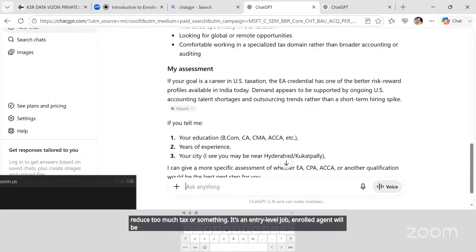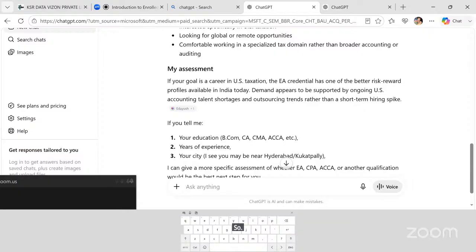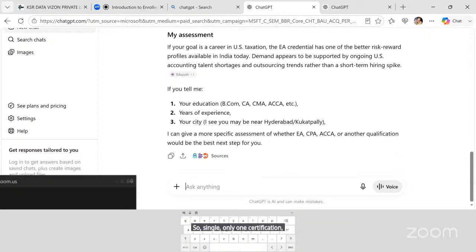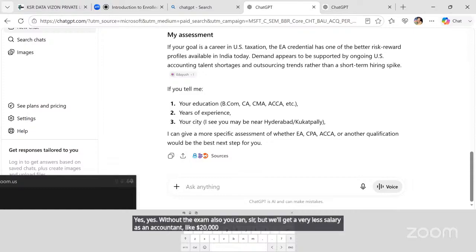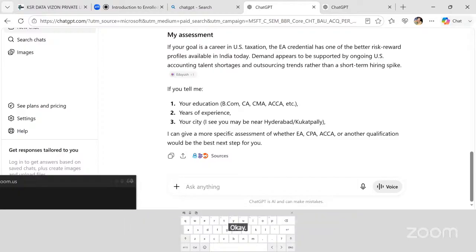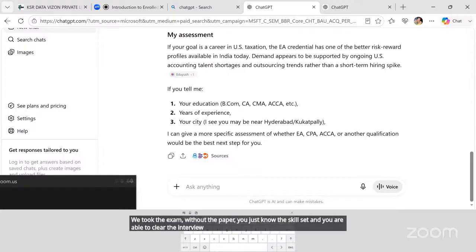With Enrolled Agent, a single certification and I will enter the job. Without the exam also you can, sir, but you will get a very low salary as an accountant, like 20,000 or 25,000. But if you have at least one paper, you have signing authority, so the lowest you can expect is 5 to 6 lakhs. Without a paper, if you just know the skill set and clear the interview, they will give only an entry level accountant job with 20 to 30,000 salary.